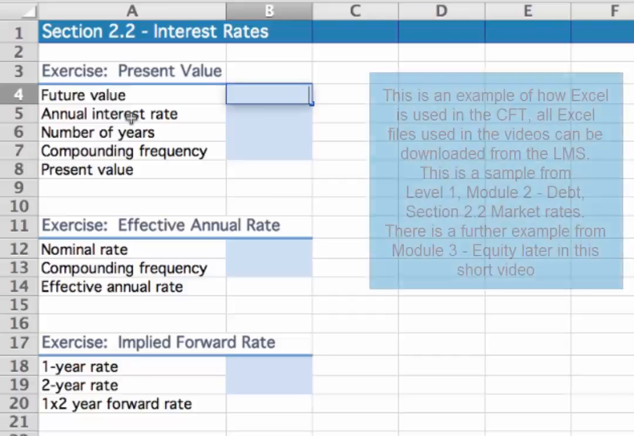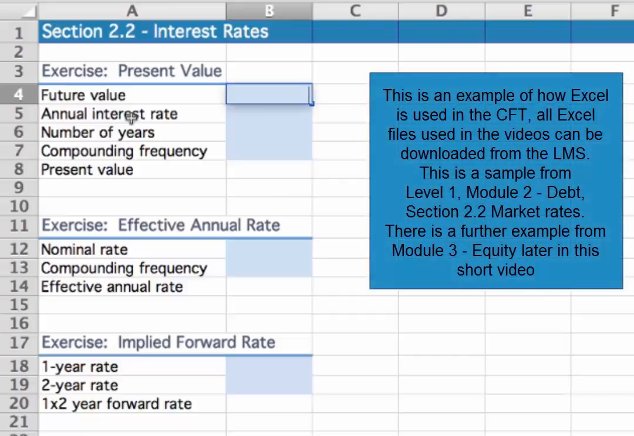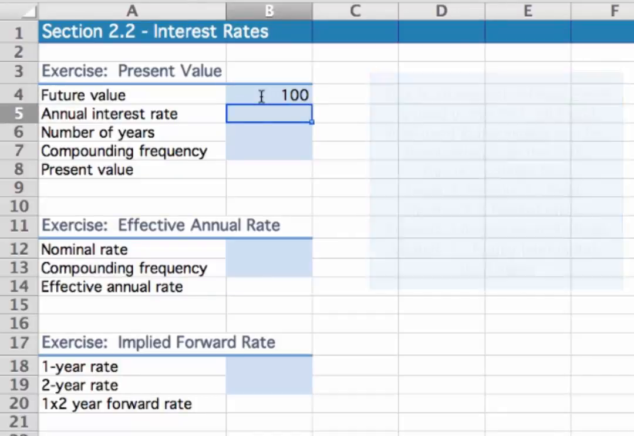Here's the Excel workbook that we've set up for the exercise. You remember that we wanted to calculate the present value of $100 to be paid 5 years from now when discounted at a nominal rate of 5% that is compounded semi-annually. So here in cell B4, we'll enter the future value, which is 100. And we're going to be discounting at an annual interest rate of 5%. So we'll enter that as 0.05.